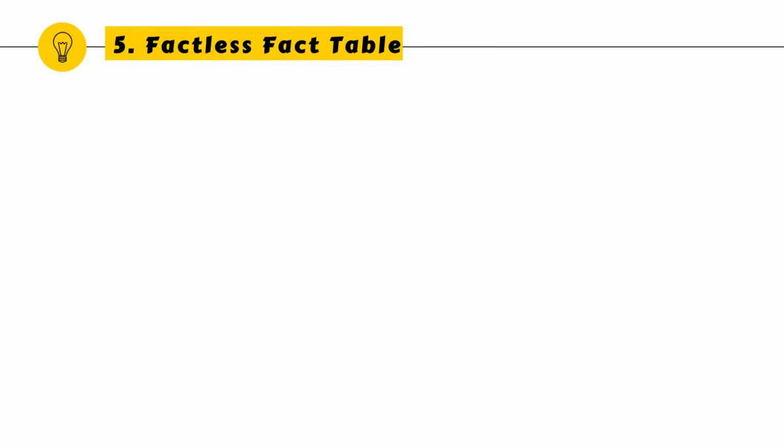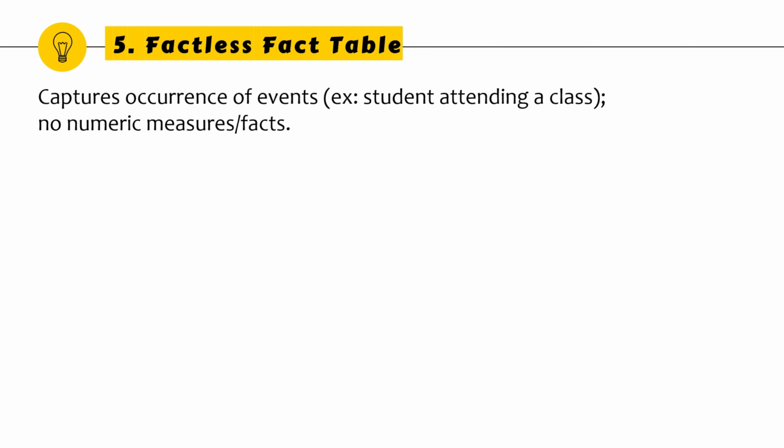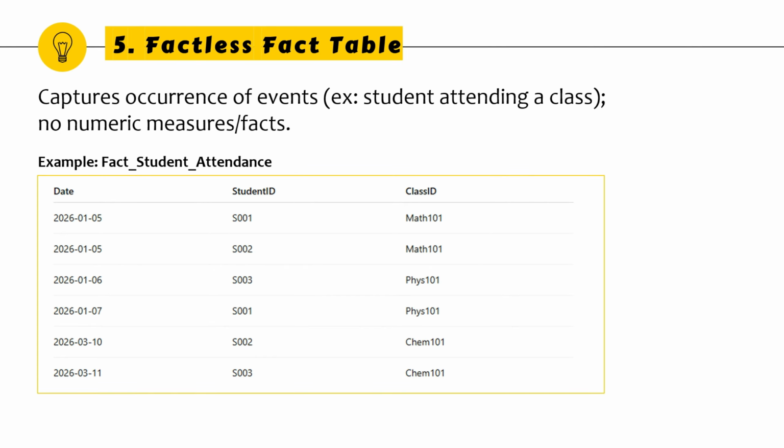Finally, factless fact tables. As the name implies, they don't contain numeric measures, but they capture the occurrence of events, such as a student attending a class or an employee working on a given day. They are also useful for analyzing events that didn't happen. For example, by comparing a list of all students with the factless fact table of those who actually attended, you can easily identify the students who didn't show up.